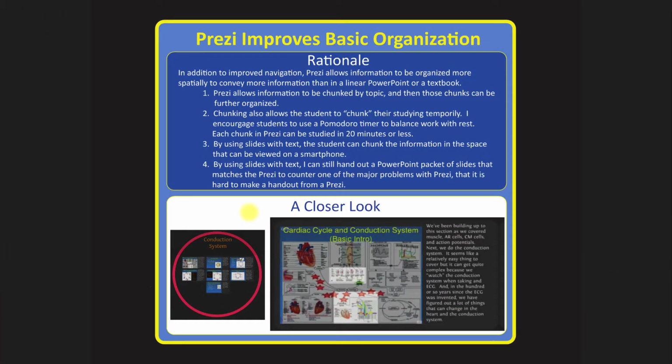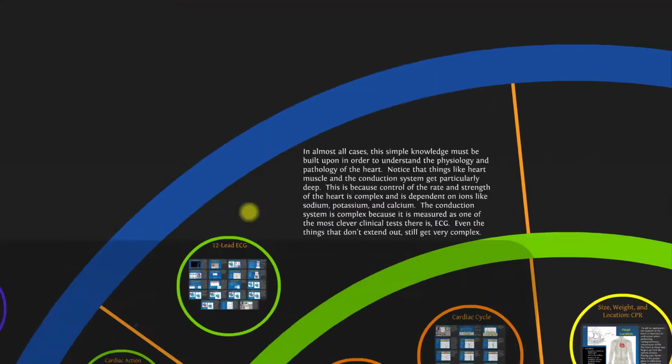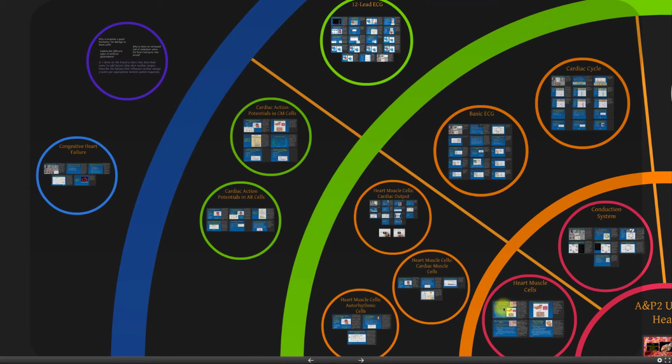In addition to just creating a better navigation, there's a better organization too, I feel, in Prezi. So Prezi allows the information to be more spatially organized rather than linear like a PowerPoint or a textbook. One of the advantages of this, I feel, is you can chunk the various topics, and those chunks can be further organized. So for example, we have a chunk on heart muscle cells, we have a chunk on cardiac output.